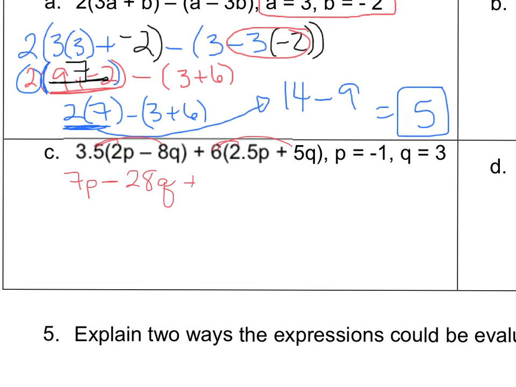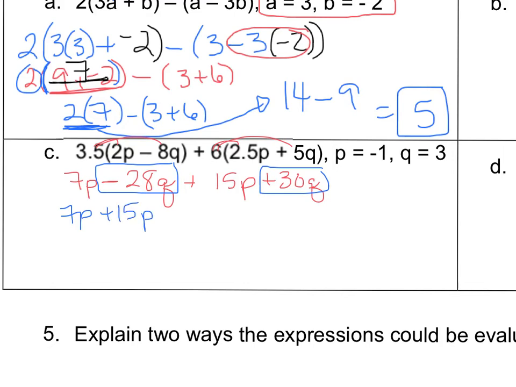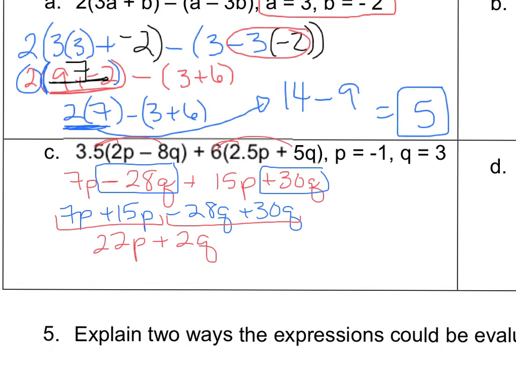Plus 6 times 2.5 is 15p. Plus 6 times 5 is 30q. There's my curly q. So now I have p's and q's. So I'm going to put my p's together and my q's together. And then I can go ahead and combine my like terms. So 7 plus 15 is 22p. And then negative 28 plus 30 is plus 2q. So now I have it simplified.